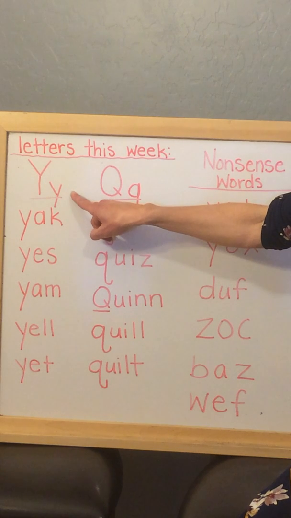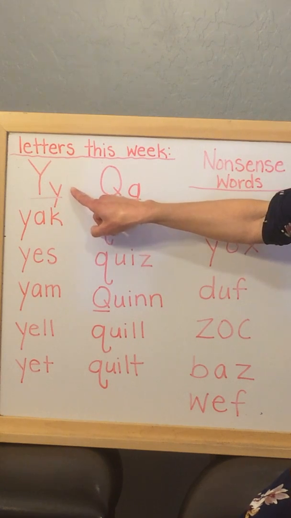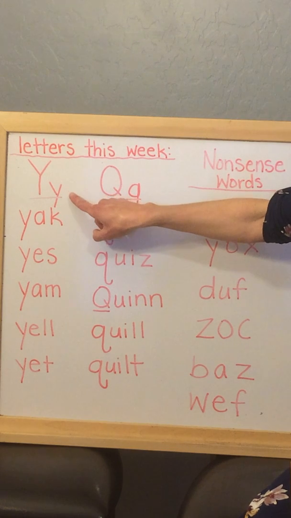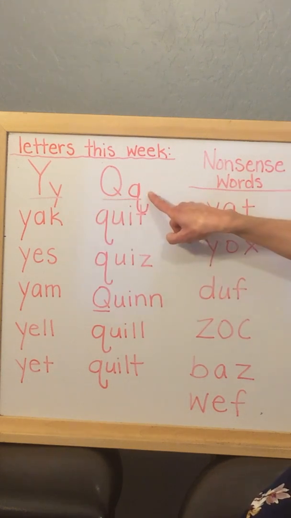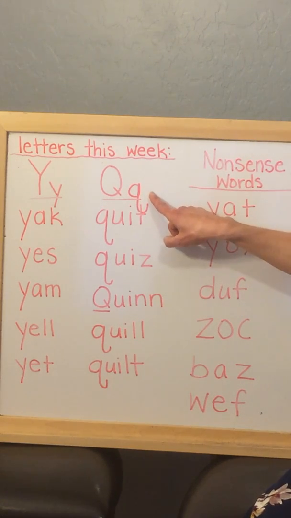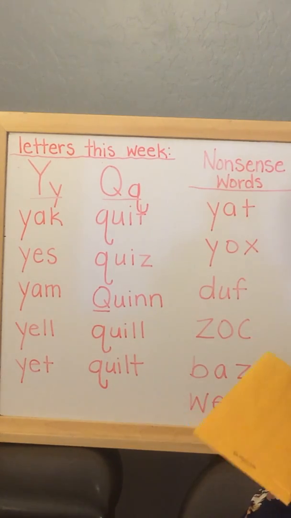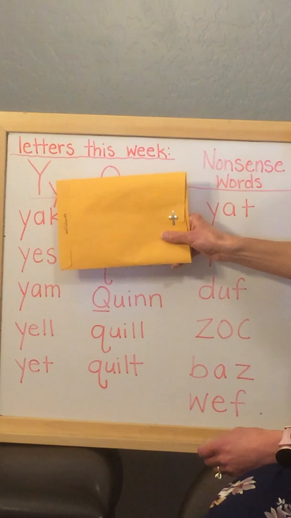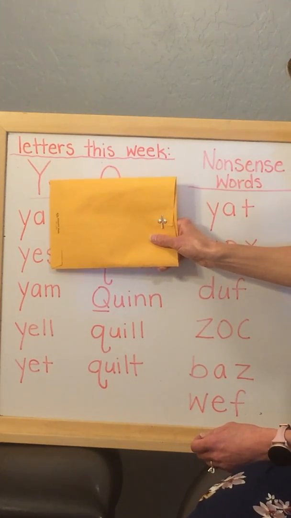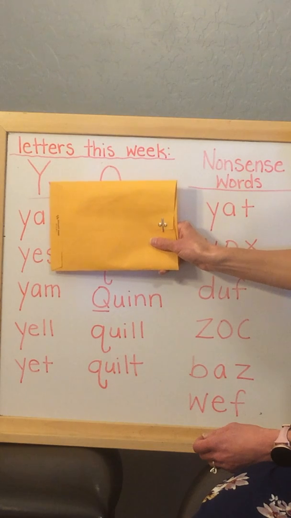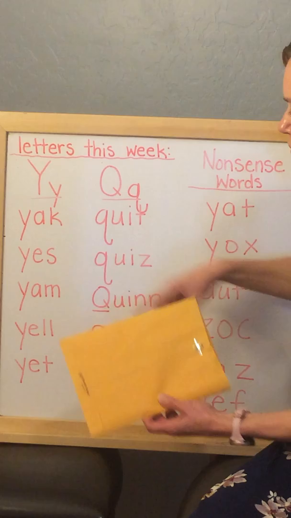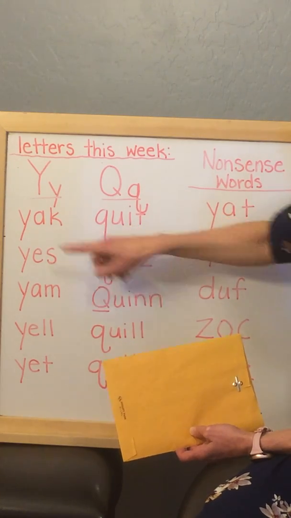So when we say Y, the letter Y, what sound does it make? Yeah. And then Q, what sound does Q make? Qua, qua. Very good. I have some words under each of our letters here, so we're going to start right here. Y and A will say yeah, yak, and the whole word is yak.